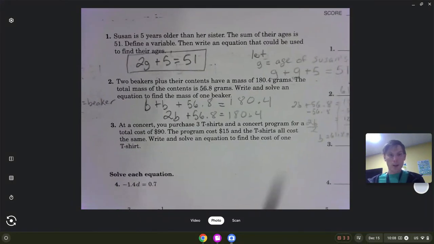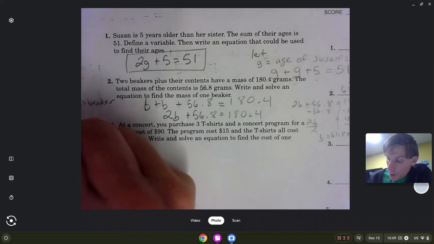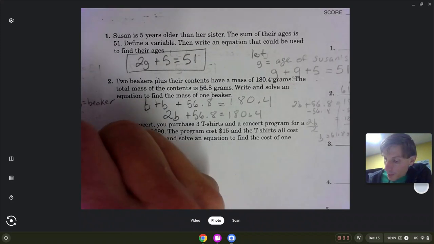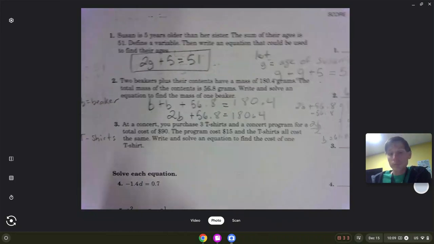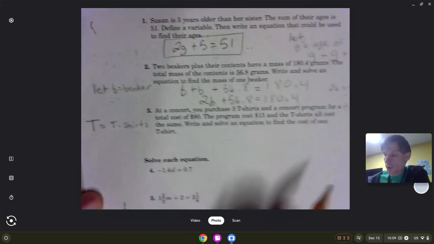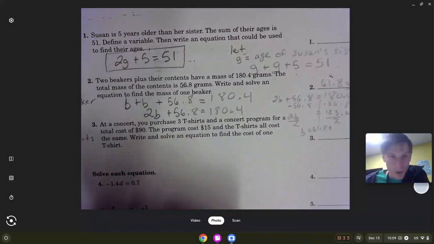All right, great. Okay, let's try another one here. It says, at a concert you purchase 3 t-shirts and a concert program for a total cost of $90. The program costs $15 and the t-shirts all cost the same. Write and solve an equation to find the cost of one shirt. Okay, so what were all of our costs, right? So we have 3 t-shirts, so we can say T equals t-shirts. I'm going to use a capital there just to distinguish it from the plus sign.